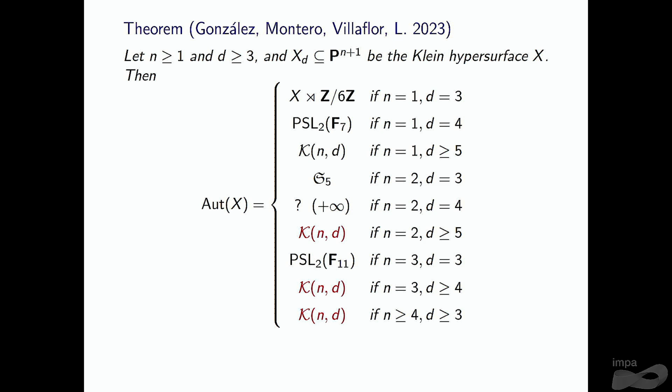We proved recently, actually, the following. If you have n greater or equal than 1, d greater or equal than 3, and the Klein hypersurface, then the automorphism group is what you have here. So only the red parts are what we proved. Everything else was already proven. Again, the first one is an elliptic curve, so you have to compute some invariant to know what to put here on the right. It happens to be Z over 6Z. The next one is Klein. This is what Klein did, actually. And the others were known.